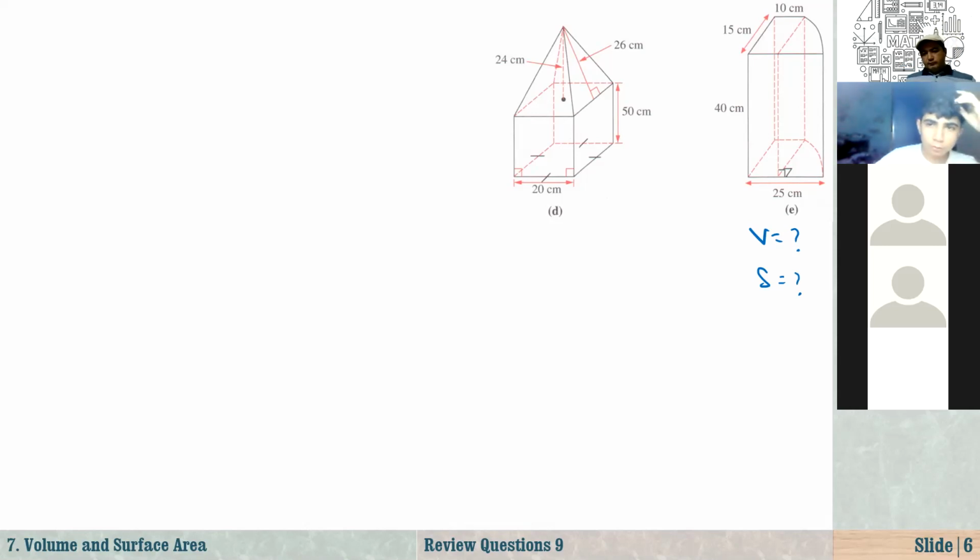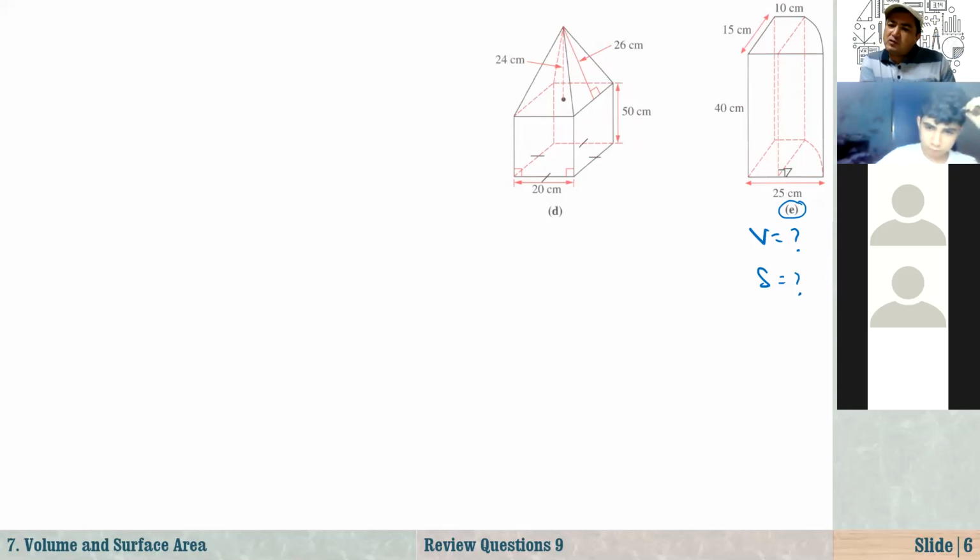But for volume, we first have to find the base of the figures. No, only question E, Musa. Only question E. You need to find the volume and surface area of this solid. No, I think it's the volume of the rectangle and the volume of a quarter of a circle. Of course, Musa, how do you find the volume?